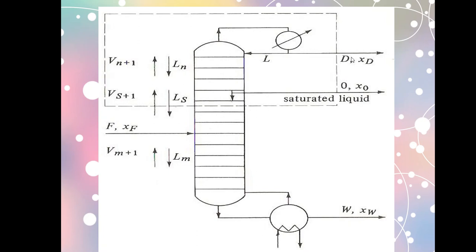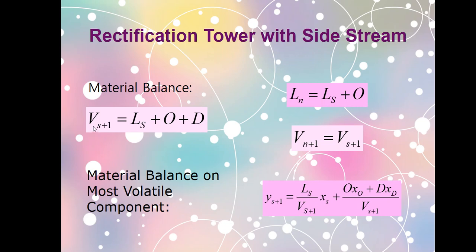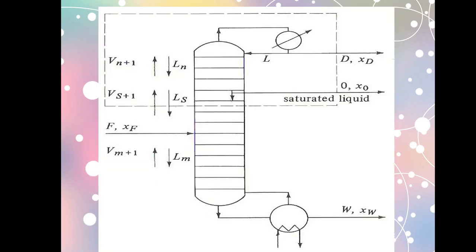You have this O and D and W, and you only have one feed in here. So your V sub S plus 1, if you're going to do material balance in this section, would be your D and your O. Now in here, you could see that your V sub S plus 1 is equal to LS plus O plus D. Now, let us see where is that LS, O plus D. So, your V sub S plus 1, the stream that entered in this section where the material balance was done, is equal to LS, the liquid that goes down here, the O here, and the D.